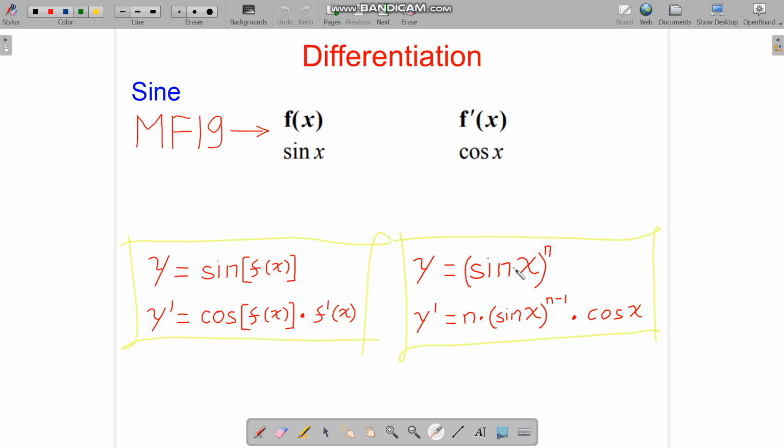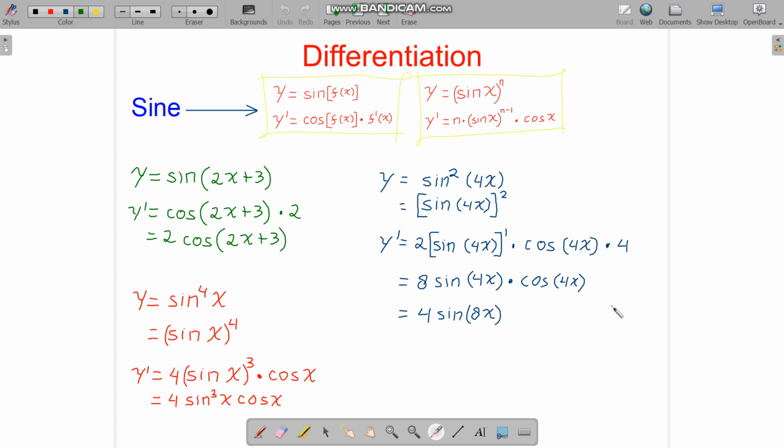And if we have sine x to the power of n, this is using the algebraic rule, you bring the power down, n times sine x, the new power is n minus 1, times the derivative of sine x, which is cos x. So for example, if y equals sine 2x plus 3, sine becomes cos, so y prime is cos 2x plus 3 times the derivative of 2x plus 3, which is 2.